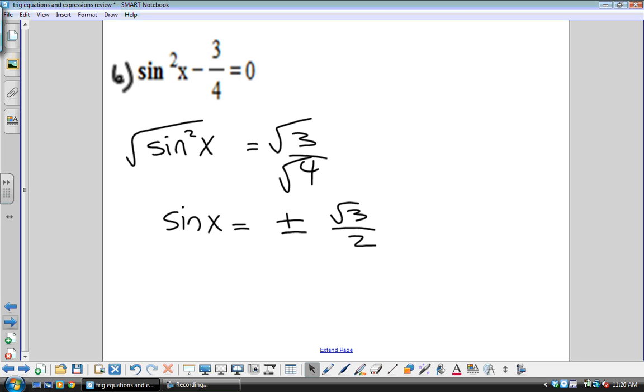So we're going to find on our unit circle, where is the sine square root of 3 over 2, or negative square root of 3 over 2. So that would be at pi over 3 and 2 pi over 3, 4 pi over 3, and 5 pi over 3.